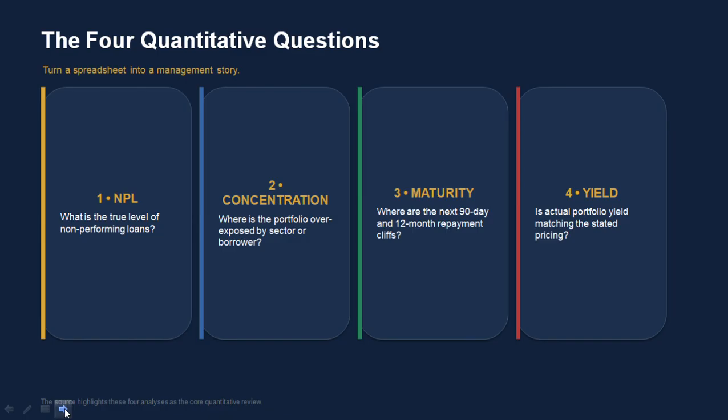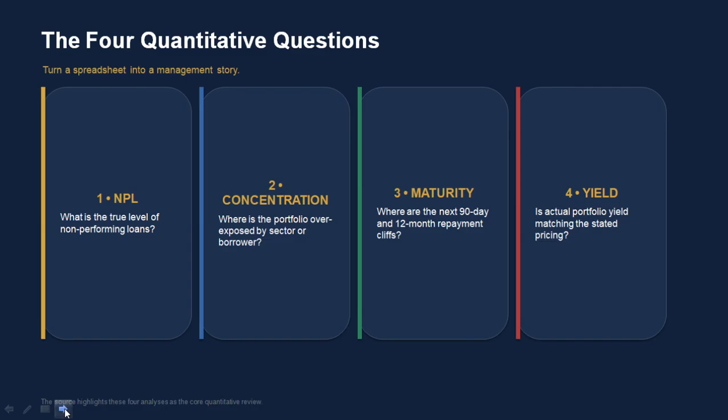Number 2, concentration. Where is the portfolio overexposed by sector or borrower? Number 3, maturity. Where are the next 90-day and 12-month repayment cliffs? Number 4, is actual portfolio yield matching the stated pricing? These are things you have to look for.